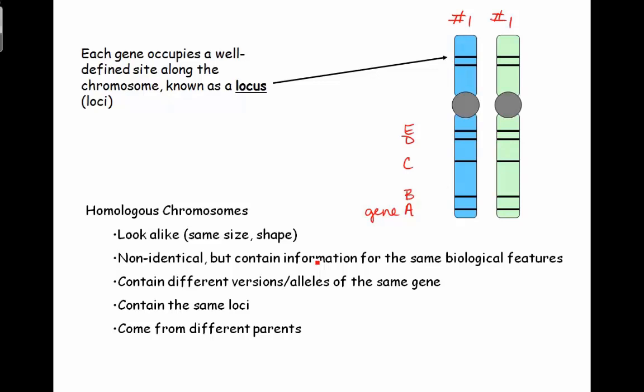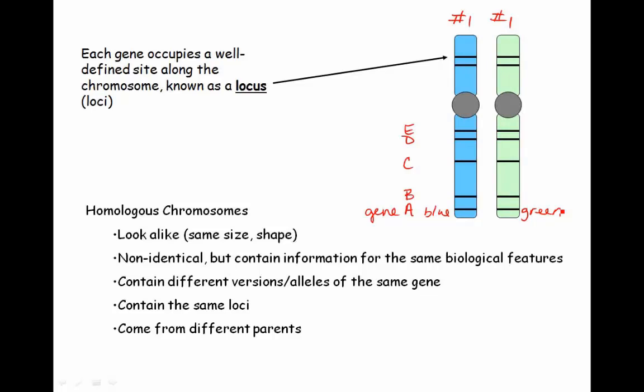This means that if gene A is a gene for eye color, both of these chromosomes have information for eye color. However, they may very well have different versions of that gene, and we'll later use the term alleles for different versions of the gene. So on this chromosome, this may represent blue, this may represent green over here. Both of them have information for eye color, but they happen to have different versions. They may have the same version of the gene, they may have different versions of the gene.